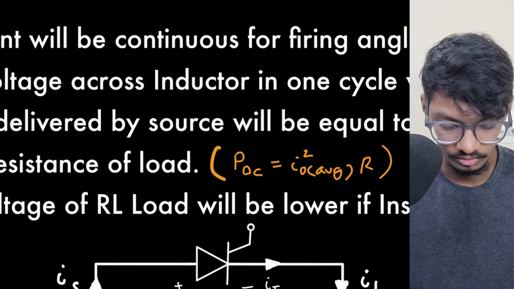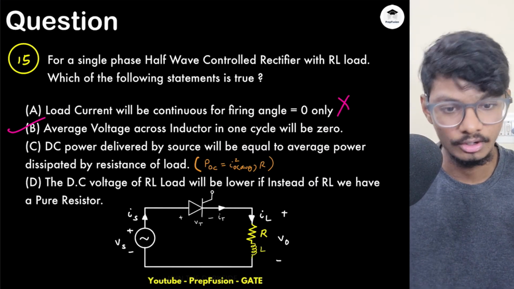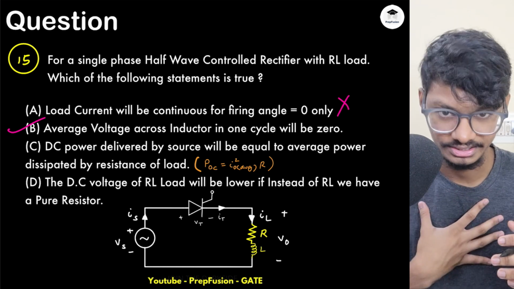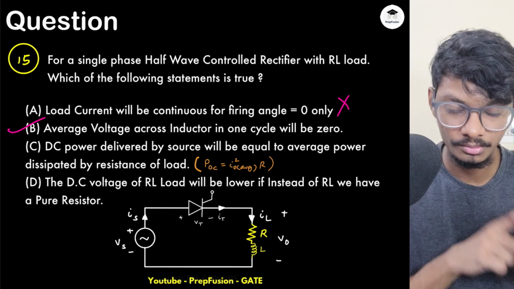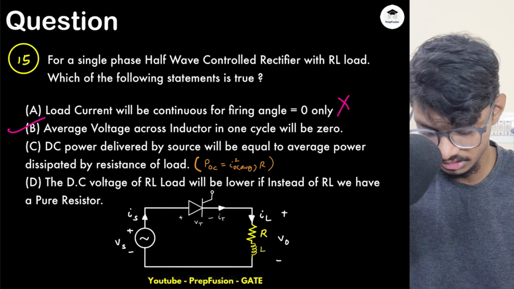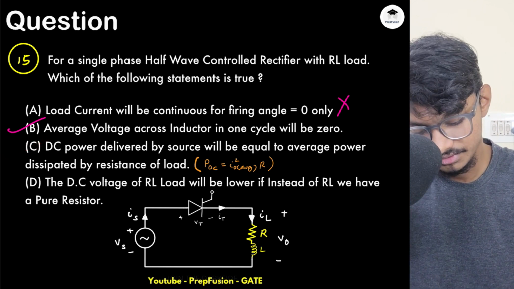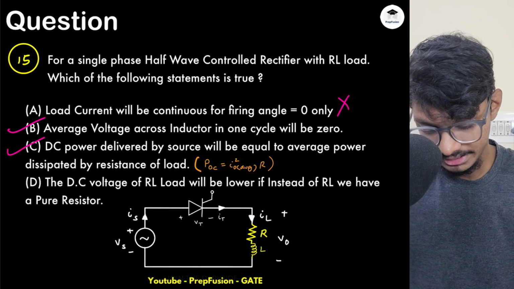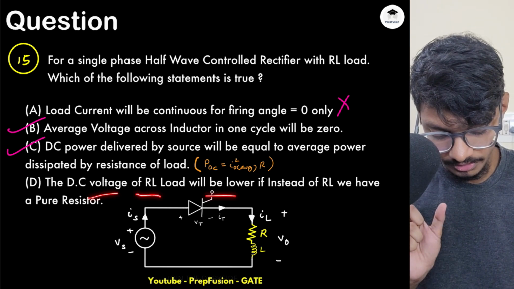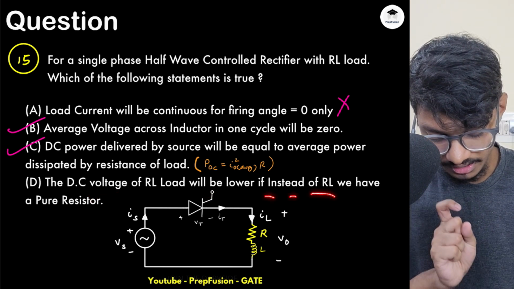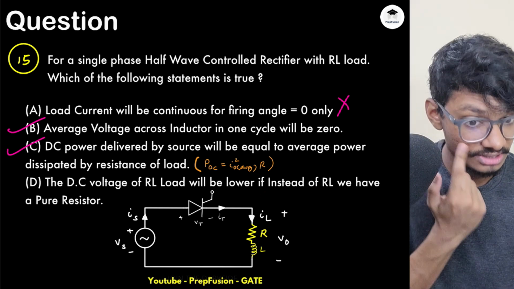PDC supplied will be equal to this only, because the inverter doesn't store any energy. Okay, and here we are talking about an RL load, so we don't have any battery as well, so all the average power will be dissipated through the resistor, which is correct. The DC voltage of the RL load will be lower than if we had a pure resistor. This is correct, right? This is correct.